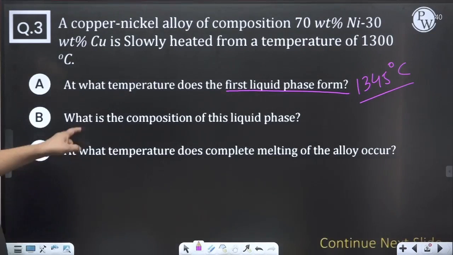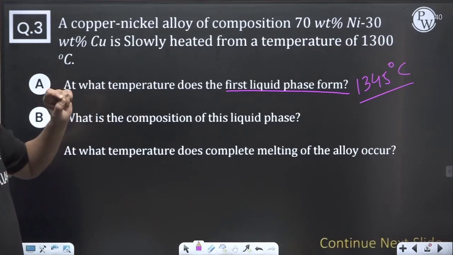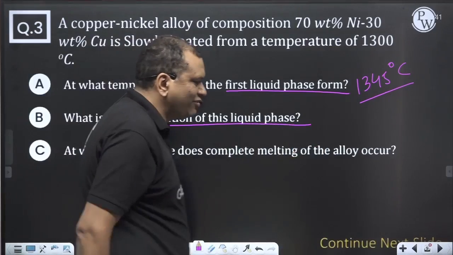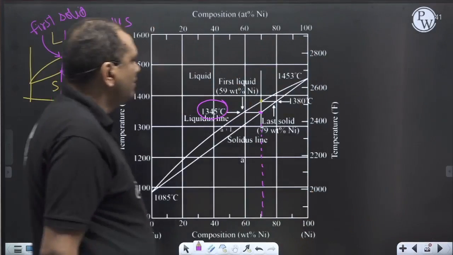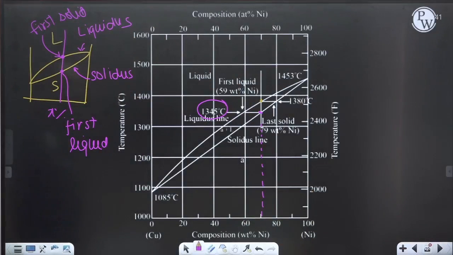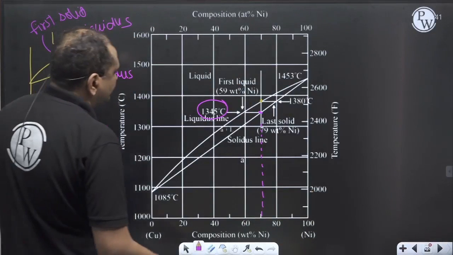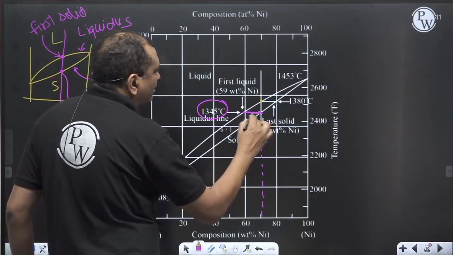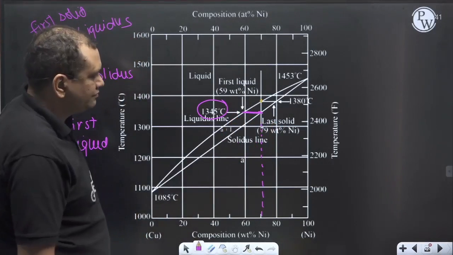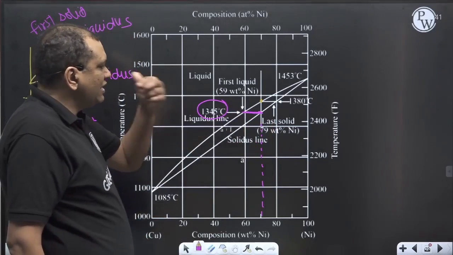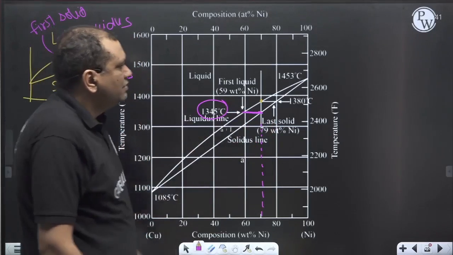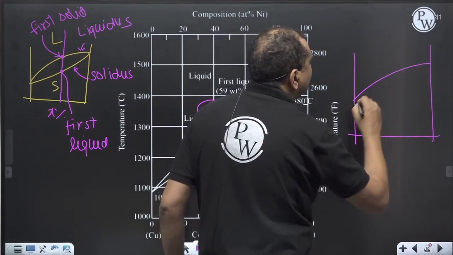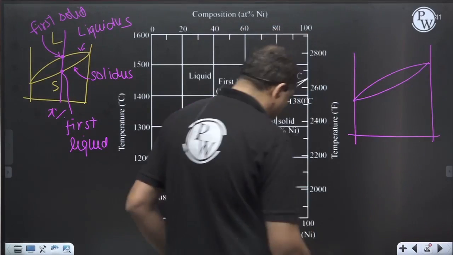What is the composition of this liquid phase? You know how to calculate this one? This is the solidus line. Draw a lever arm. Again I will draw it.